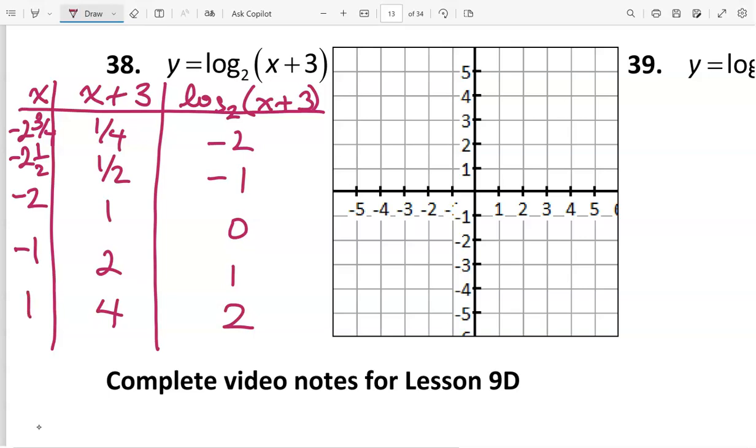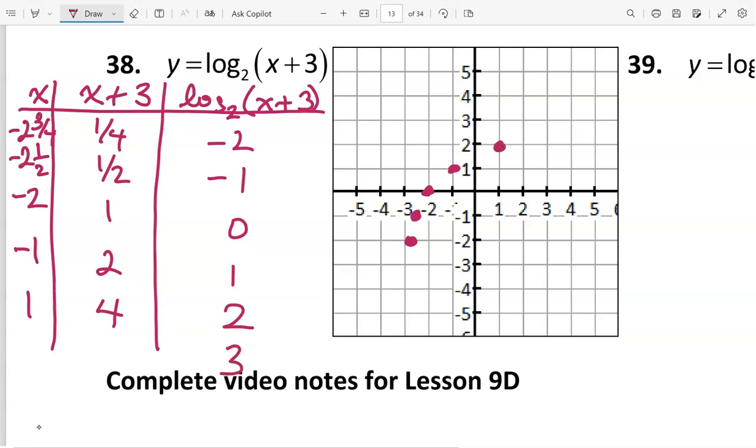So I'm going to graph our points. I'm going to go left 2 3/4 and down 2. Left 2 1/2 and down 1. Left 2 and down 0. Left 1 and up 1. And right 1 and up 2.